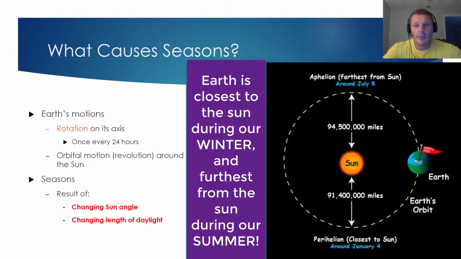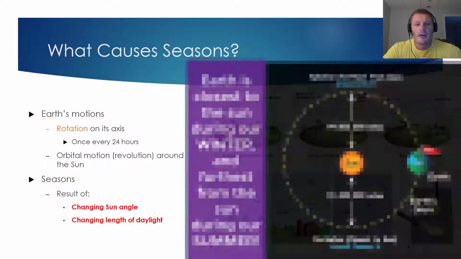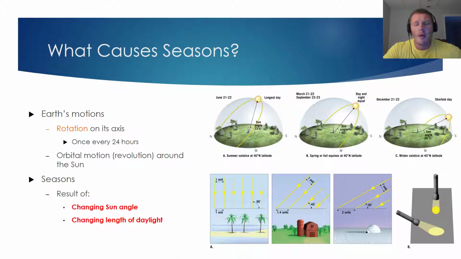In fact, in our summer in the northern hemisphere, we're actually furthest away from the sun, and during our winter months, we're closest to the sun. So that really defeats that whole line of thinking. To understand the causes of the seasons, we have to understand two important Earth motions, namely rotation and revolution.